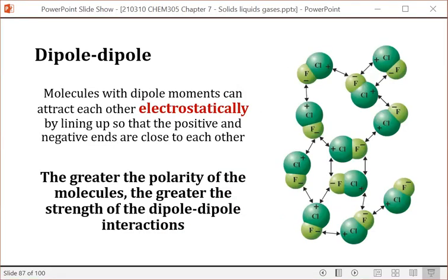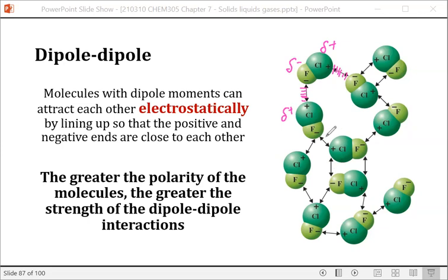So again, molecules with dipole moments that have that partial positive and partial negative side of the molecule are going to be electrostatically attracted to each other by lining up so that the positive and the negative ends are close to each other. So if we look at this example here, chlorine is less electronegative than fluorine, so it's delta positive. Fluorine is delta negative. So it's going to line up with the delta positive end of another F to Cl molecule to make this kind of attraction between the two.